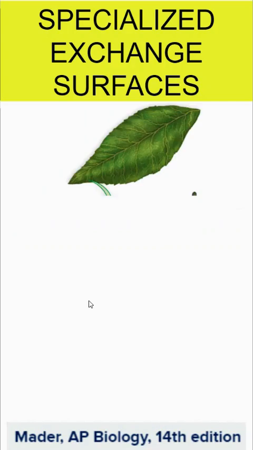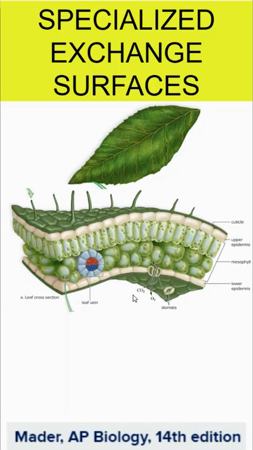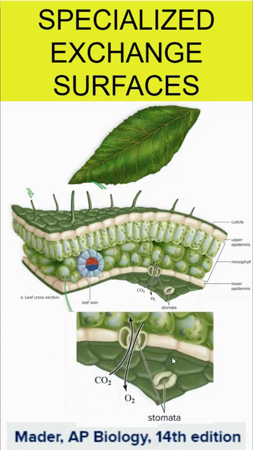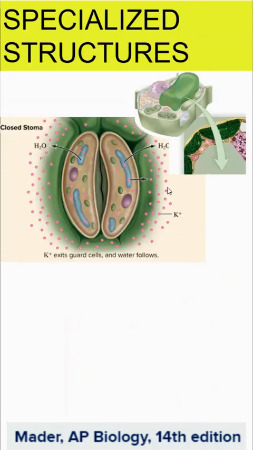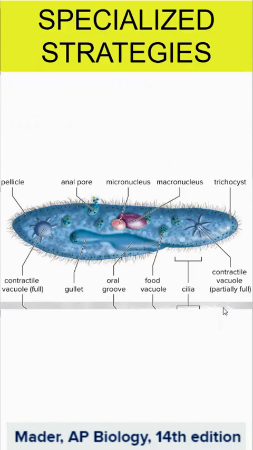We also have specialized exchange surfaces, so we can look at a leaf and we zoom in, and there is an exchange surface here, and it brings us to this idea of stomata, where we are exchanging oxygen and carbon dioxide. And we have these structures, these vacuoles within the guard cells around the stomata, that as we do exchange with ions, we also exchange water, which then can open the stomata and allow for the exchange of nutrients and waste.